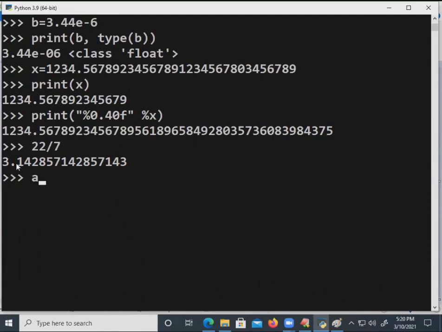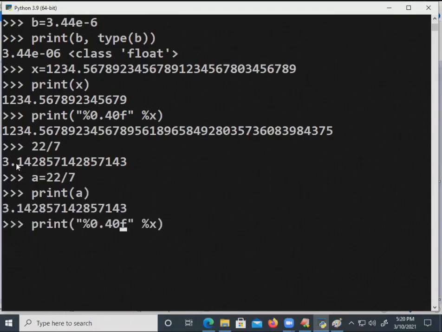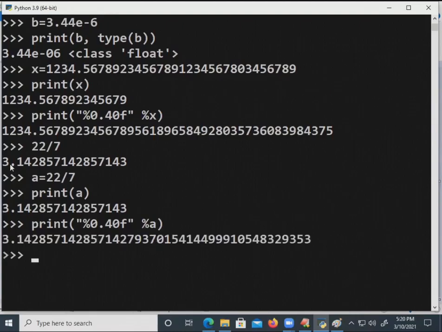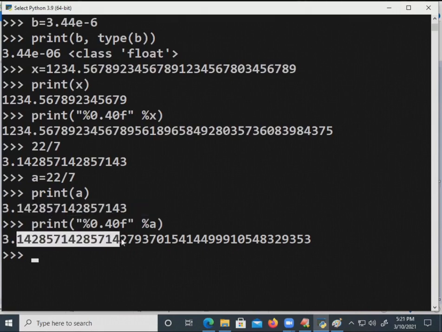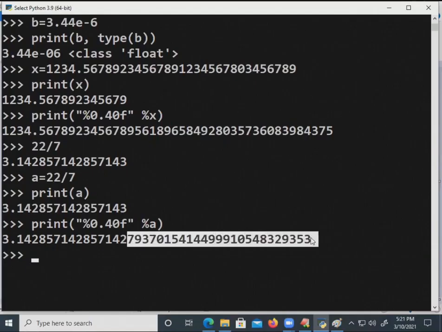Don't get tension about it. 22 divided by 7. printf of A, we are getting some data. Same thing I am printing with printf of A. See, I got 40 digits after that. Actually, here it is printed up to 142. After that, this 7, 9 is rounded to 3. But from where are these coming? Are you understanding me? I will explain this in the next episode.